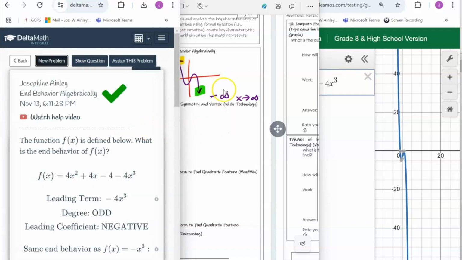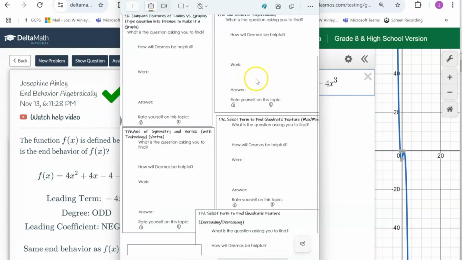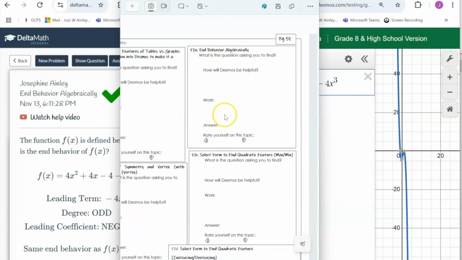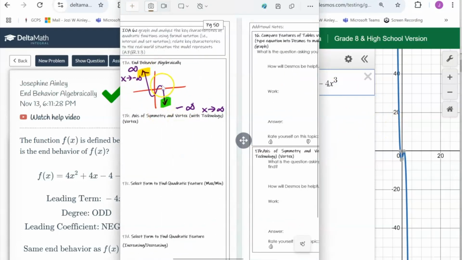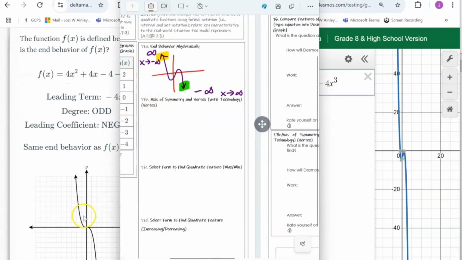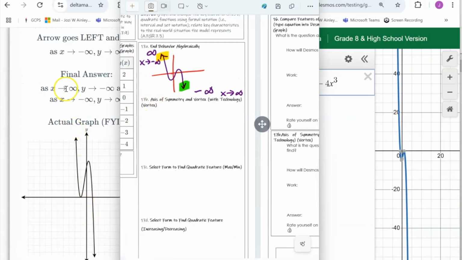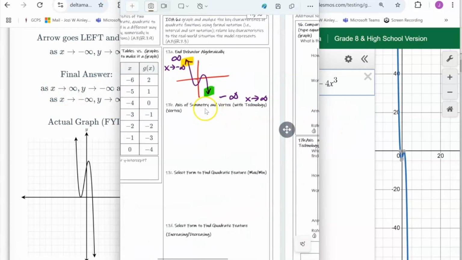So again, please decide on your answer before you start looking at the multiple choice because it can get a little bit confusing. Please go ahead and write down what you need right here. What's the question asking you to find? What's happening at the end? How will Desmos be useful to make the equation a graph so I can see? Where's my work? Oh, I guess I put my work right here. What is the answer? You're definitely going to write that one down, this final answer right here, and then rate yourself on this question. All right, so that's end behavior.